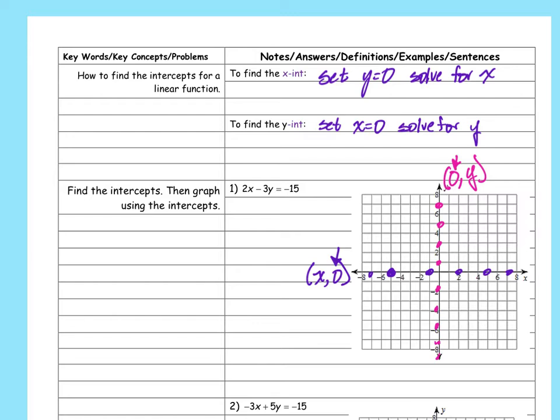So now I'm going to erase everything I just got done doing so we can actually graph this. I need to make this bigger. Let's try this. Oh, that really just didn't work. Okay.